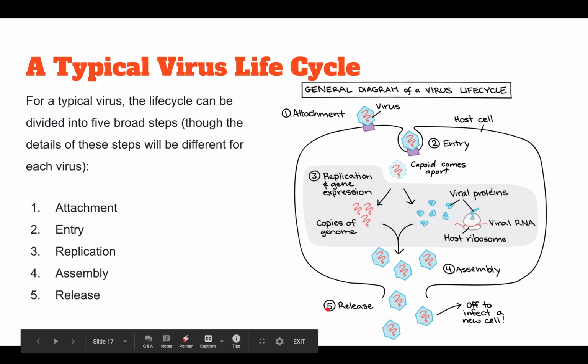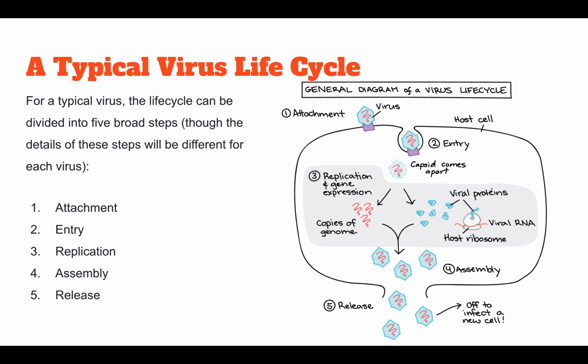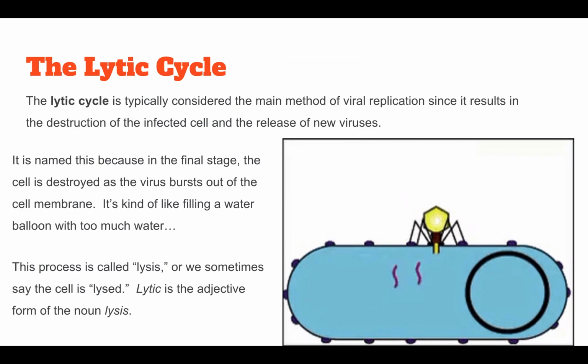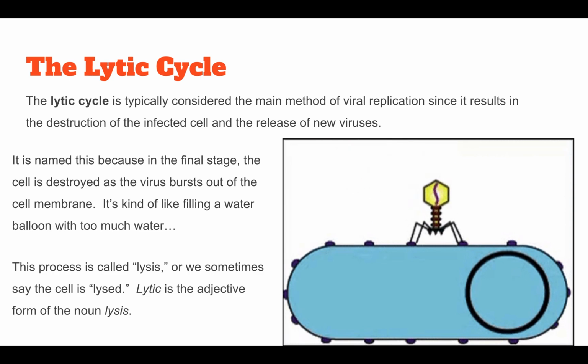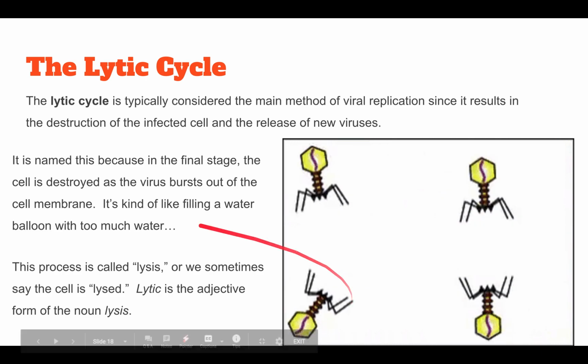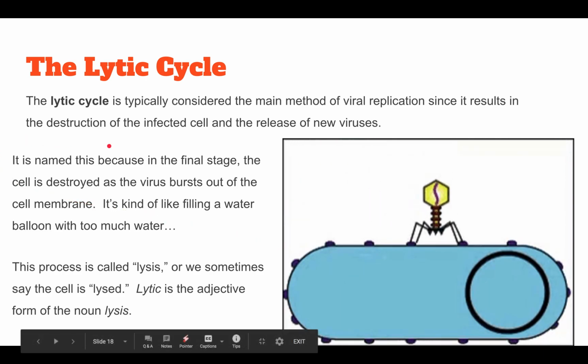Now, this release can be different depending on what type of cell or what type of virus, and we're going to talk about the different ways that viruses are released. The lytic cycle is considered the most common, the main method of viral replication. It usually results in the destruction of the cell.